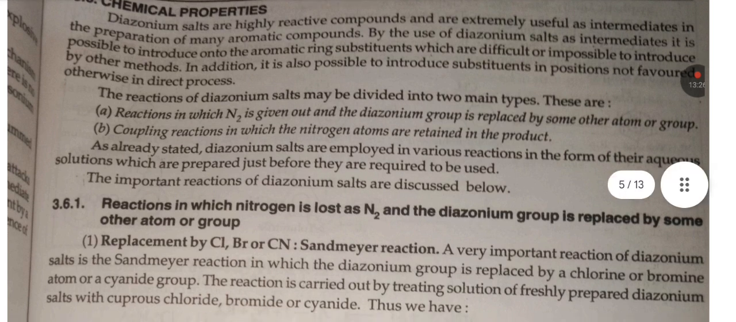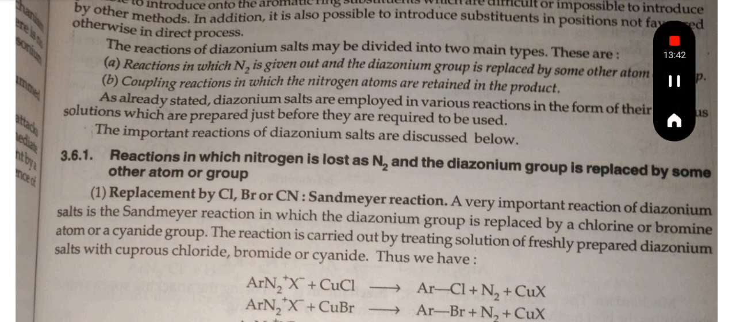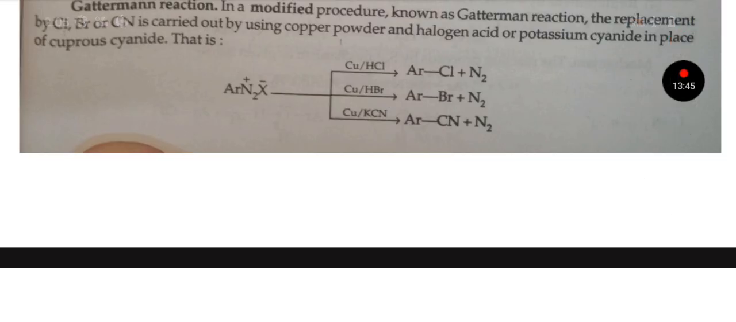Thus we have ArN2+ X- plus CuCl will give ArCl plus side product. ArN2+ X- plus CuBr will give ArBr plus N2 plus CuX. Gattermann reaction. In a modified procedure known as the Gattermann reaction, replacement by Cl, Br or CN is carried out by using copper powder and halogen acid or potassium cyanide in place of cuprous cyanide. That is, ArN2X with Cu/HCl will give ArCl, Cu/HBr will give ArBr, Cu/KCN will give ArCN.